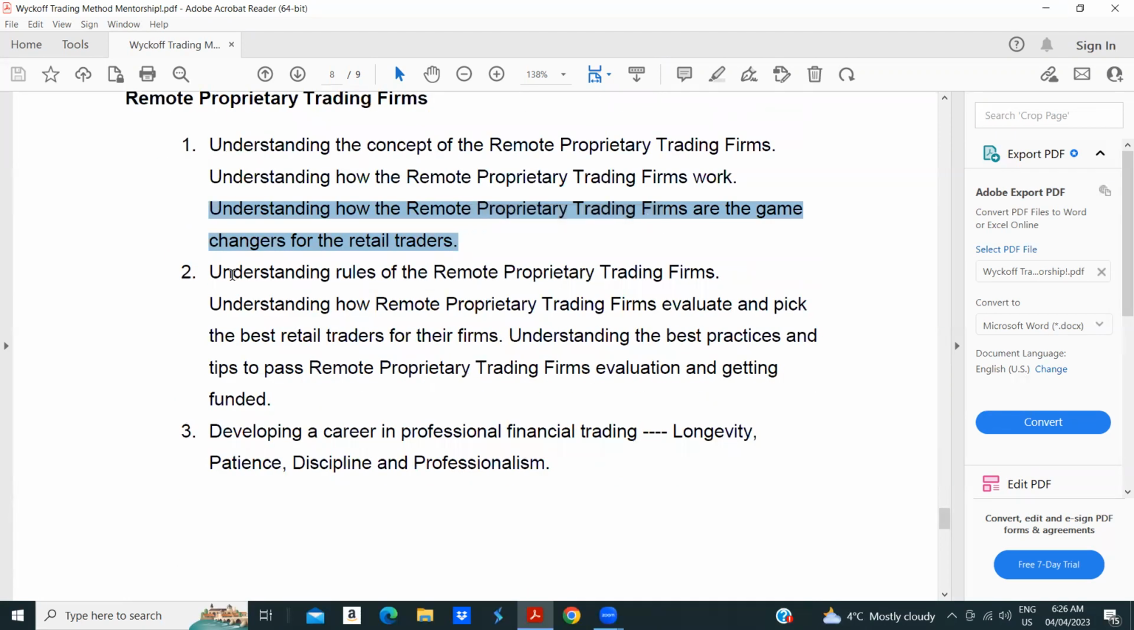Understanding the rules of the remote proprietary trading firms would be the next step. We will understand how remote proprietary trading firms evaluate and pick the best retail traders for their firms. We will understand the best practices and tips to pass the remote proprietary trading firms' evaluation and essentially get funded. The goal is to get funded. Then we're going to look over some scenarios and develop a career in professional financial trading. We will discover and learn the concepts of longevity, patience, discipline, and professionalism.